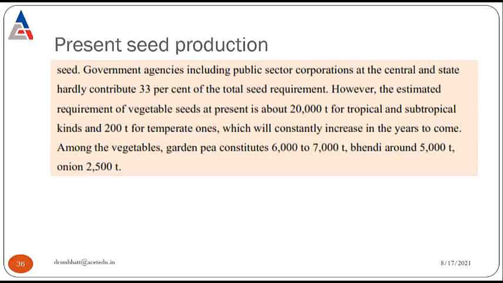From the vegetable garden, people show 6,000 to 7,000 tons, handling around 5,000 tons, onion 2,500 tons. Okay, so I think you might be clear about the present status of seed production.